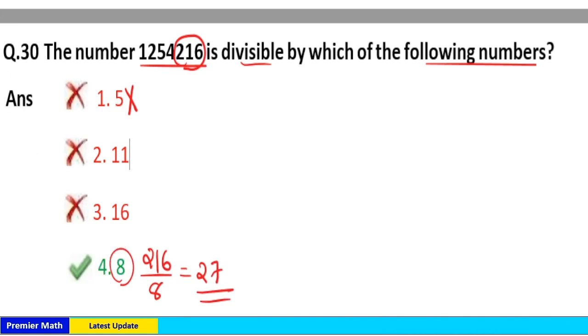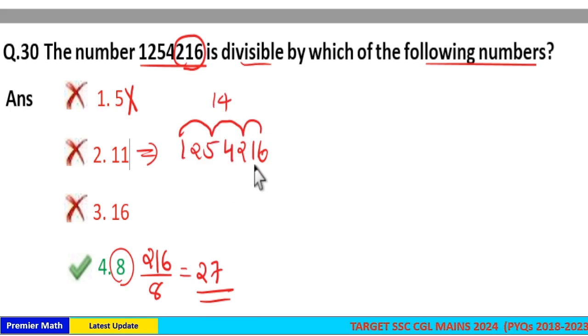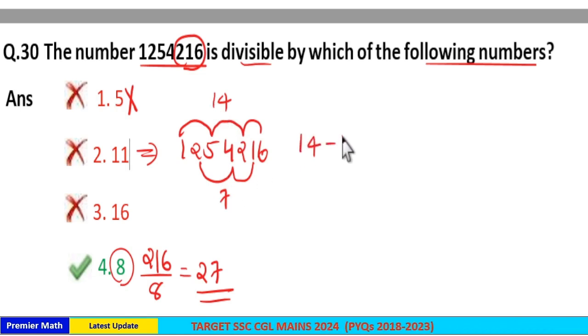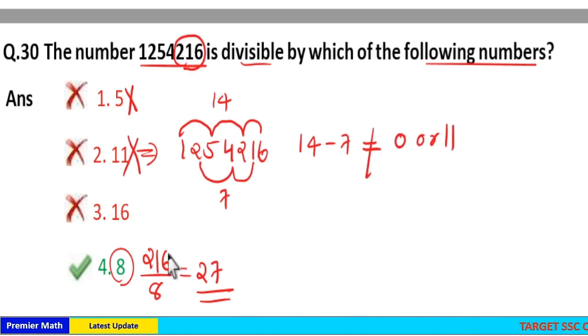Now, if you want to check the divisibility rule of 11, write the number 1254216. Now take the odd place sum. The odd place sum is 6 plus 2, 8, 8 plus 5, 13, 13 plus 1, 14. Now take the even place sum. 1 plus 4, 5, 5 plus 2, 7. Now take the difference between the odd place sum and the even place sum, which is 14 minus 7. The difference should be 0 or 11, but here the difference is 7. So this number is not divisible by 11.